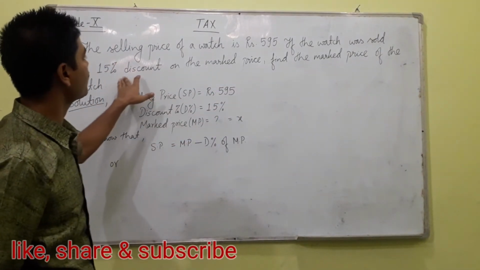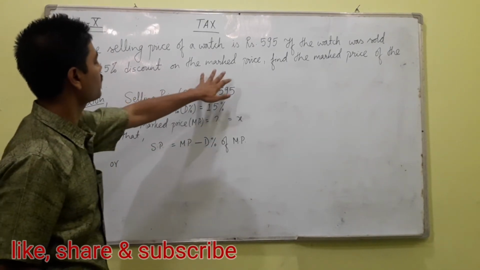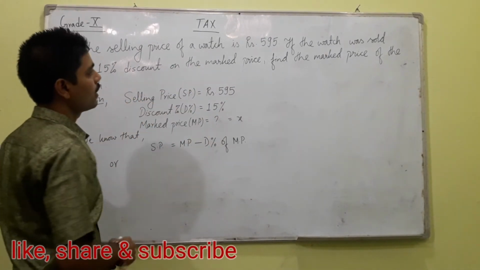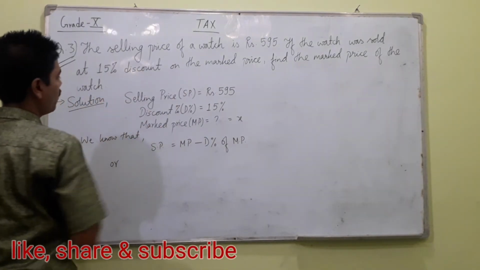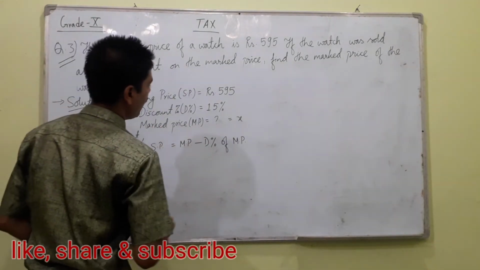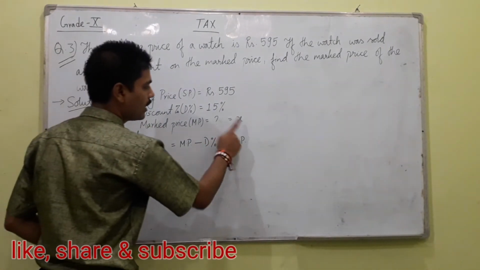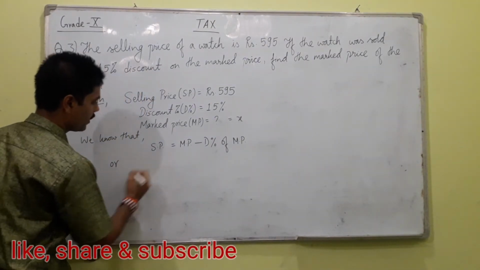So discount is always given on the mark price. And find the mark price of the watch. So mark price MP is equal to what? We can let it be X and solve here.